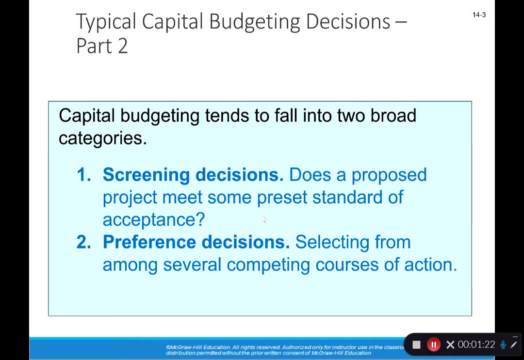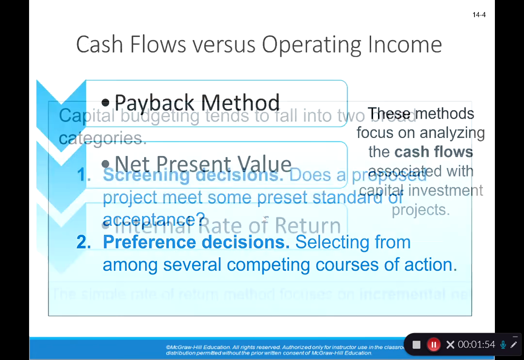Capital budgeting decisions fall in two broad categories: screening decisions and preference decisions. Screening means, does a proposal meet some set of standards set by the company? Preference is selecting among different competing courses of actions. So screening basically means, is this investment opportunity worthwhile according to the minimum set forth by the company? Yes or no. Preference would be, do I choose alternative A or alternative B? Which one is better for the company overall?